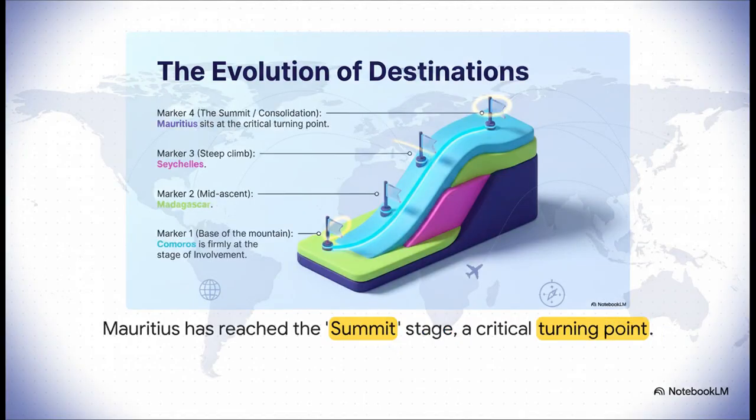Okay, so this constant flow of tourists puts destinations on a sort of timeline, a life cycle. Let's take a place like Mauritius. It's reached what's called the consolidation stage. It's at the summit, the peak of its popularity. But here's the catch. This is a super critical turning point, because when you're at the top, there are really only two ways to go.